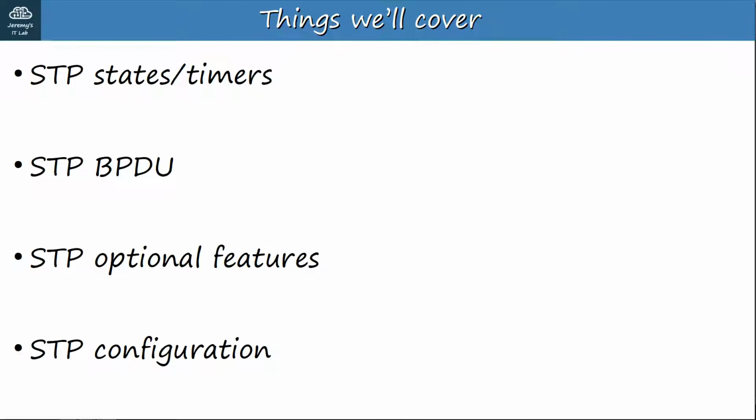Finally, we'll cover spanning tree configurations. Spanning tree runs by default, so you don't actually have to do any configuration, but you should know how to change which switch becomes the root switch and such, so you can make sure traffic follows the best path.